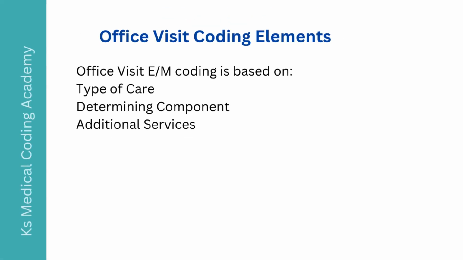Office visit coding consists of three major areas. First, identify the type of care provided. Second, determine the E/M level using medical decision-making or time. Finally, consider whether any additional preventive, diagnostic, or procedural services were performed during the visit.